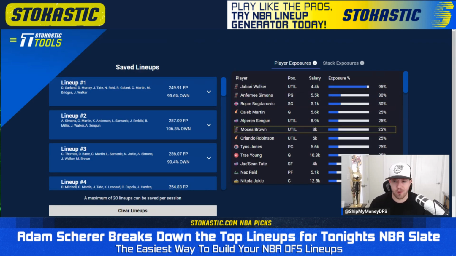So Moses Brown is someone where I probably would like a bit less than 25%. He does certainly have upside. He's 3K flat. If you were to get a center split between him and Reith, he's certainly going to be lower owned and makes for an interesting pivot. I just have no confidence in what the Blazers are actually going to do with him.